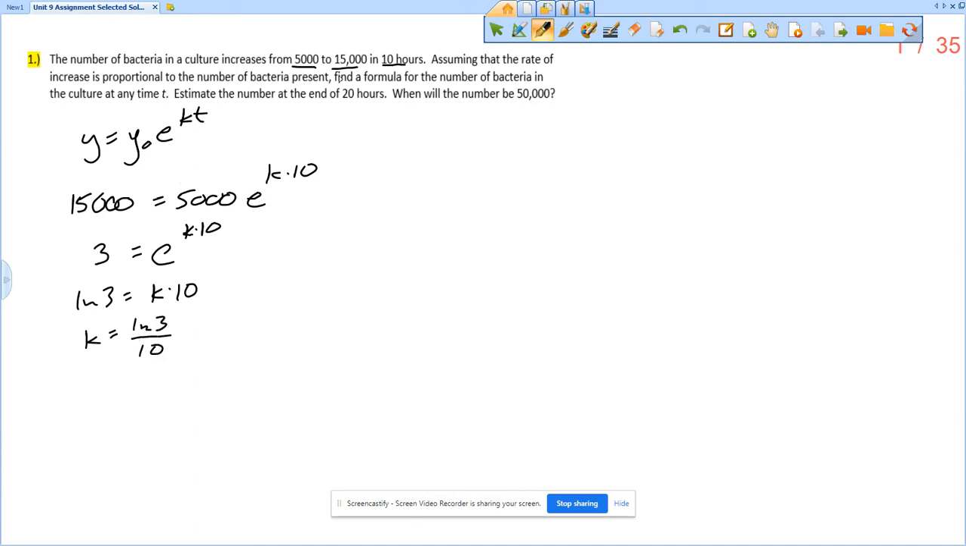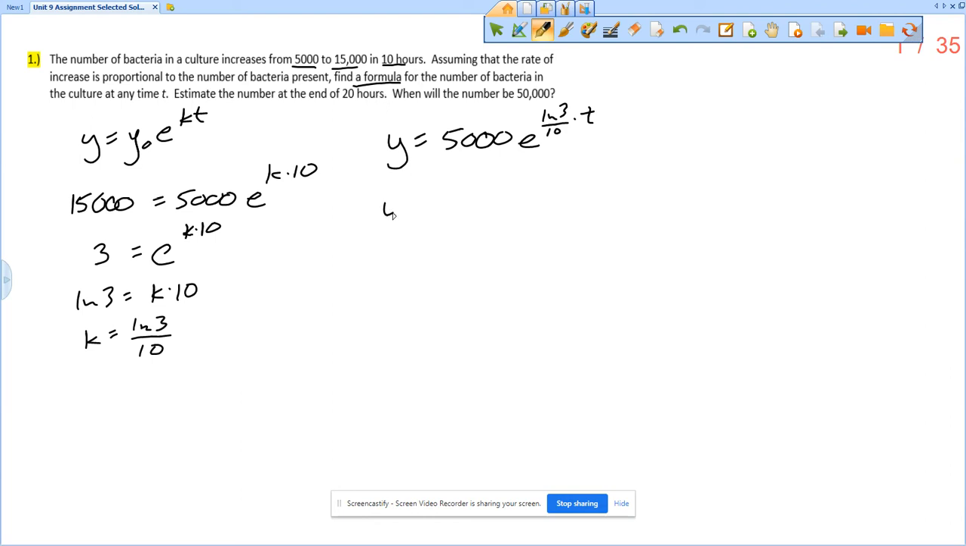First, it says find the formula for the number of bacteria in the culture at any time t. That's very simple. y equals 5,000 times e to the k, which is the natural log of 3 divided by 10, times t. So this is at any time t. That's the first part. Next part, estimate the number at the end of 20 hours.